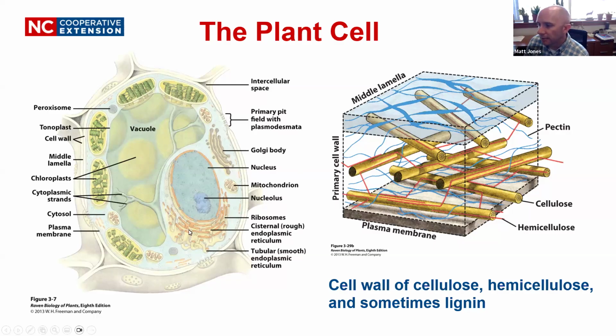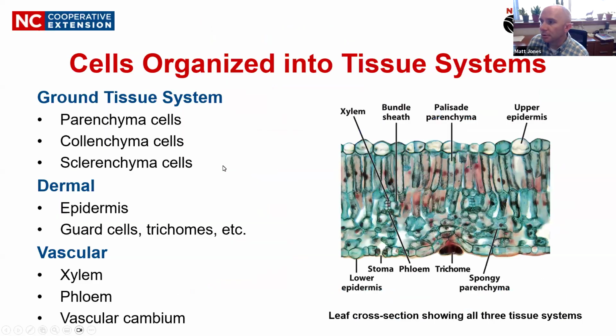There are structures like the endoplasmic reticulum and the Golgi bodies that move those proteins around the cell and modify the proteins. Vacuoles contain secondary metabolites, sometimes waste products. The chloroplasts are where photosynthesis occurs, and the mitochondria are where the sugars are broken down in the process of respiration. Cells are organized into tissues.